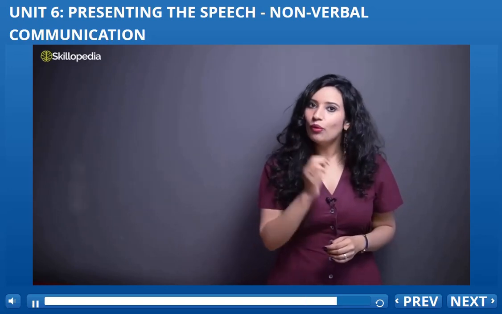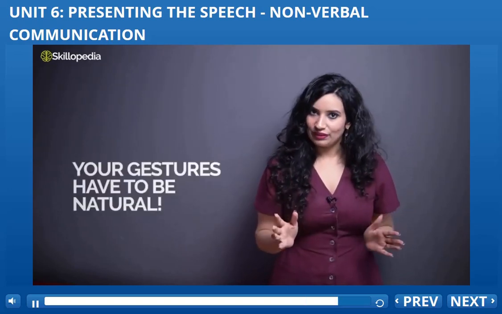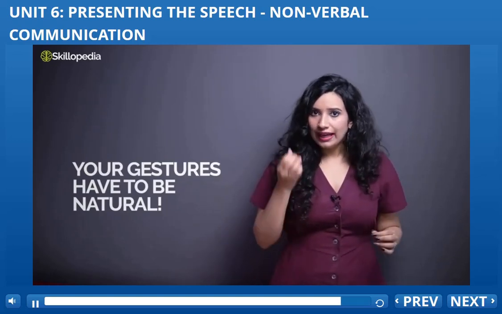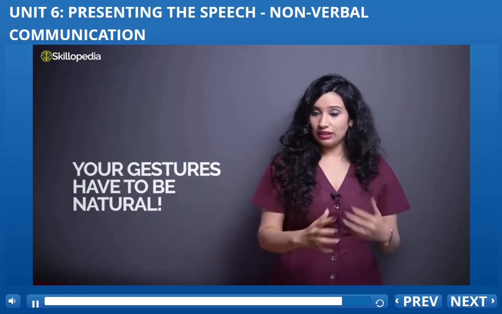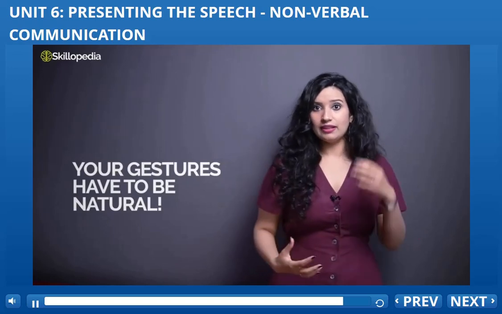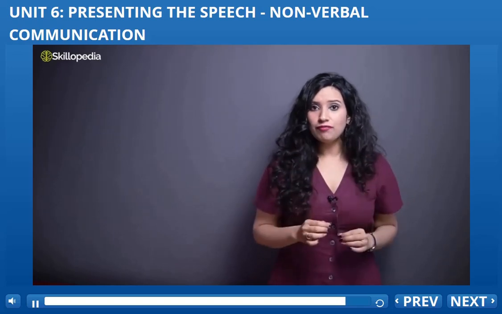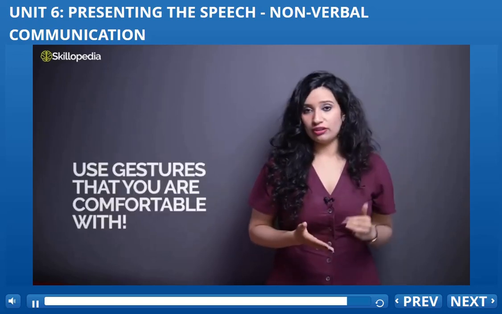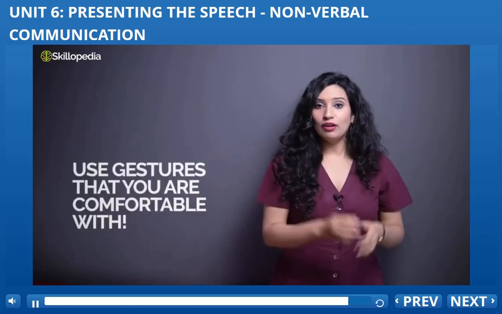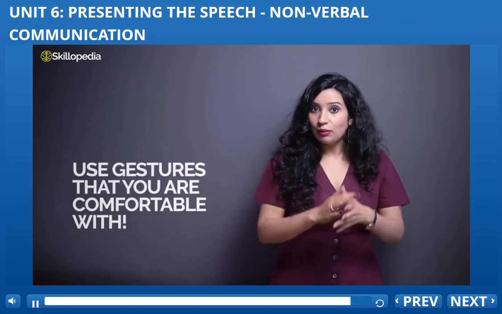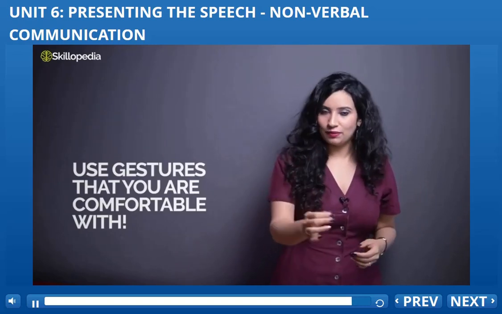And with gestures, the most important thing is to be natural. So don't really try and force yourself if you don't feel natural. If it is flowing like it does in everyday conversations with your friends and family, then it's a good sign and you should go ahead with using those gestures. So you need to find out which one of these gestures are you comfortable with. Which one of these gestures would you like to involve in your presentation? Because not all gestures can be used by everybody.